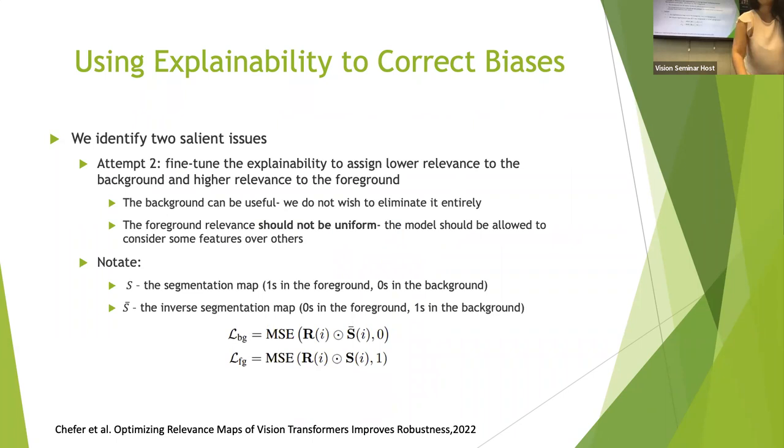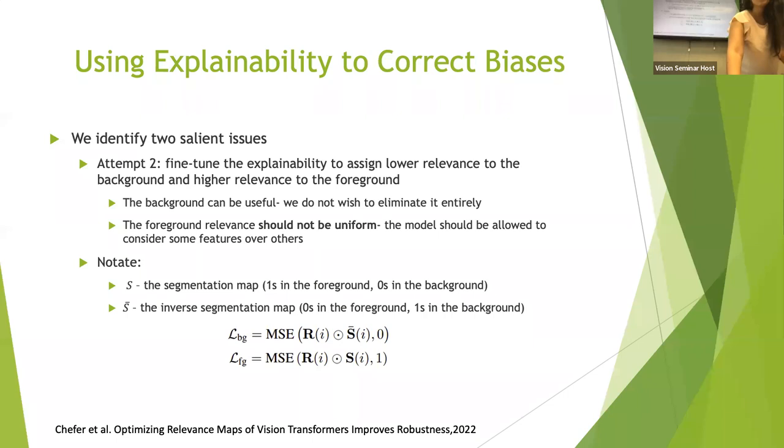This is why we split the loss into two different losses. One is a background loss and one is a foreground loss. The background loss is a mean squared error loss, encouraging the relevance on the background to be close to zero. And we're using segmentation maps here. S is the segmentation map of the image. And the foreground loss encourages the foreground of the image to be closer to one.